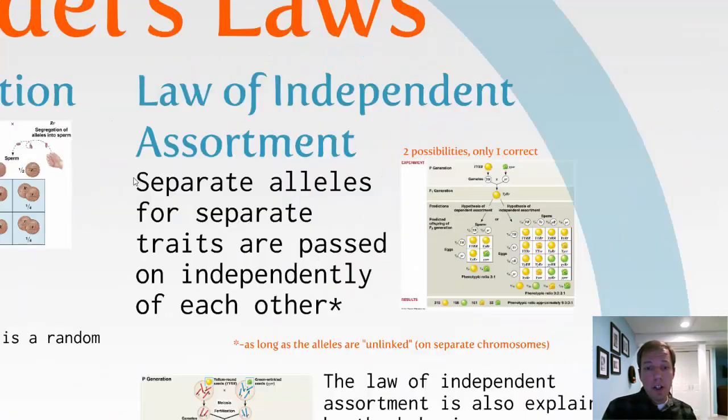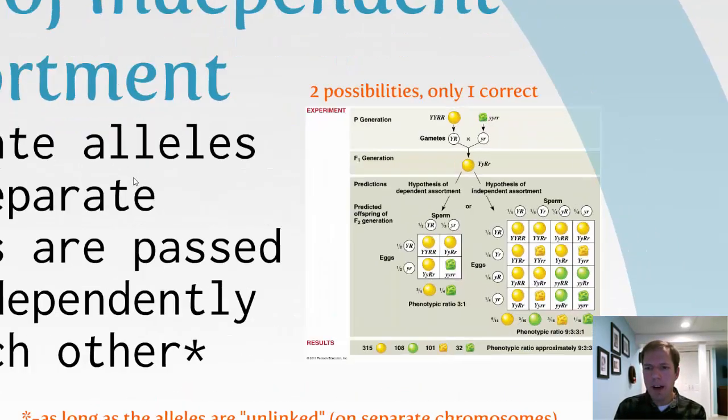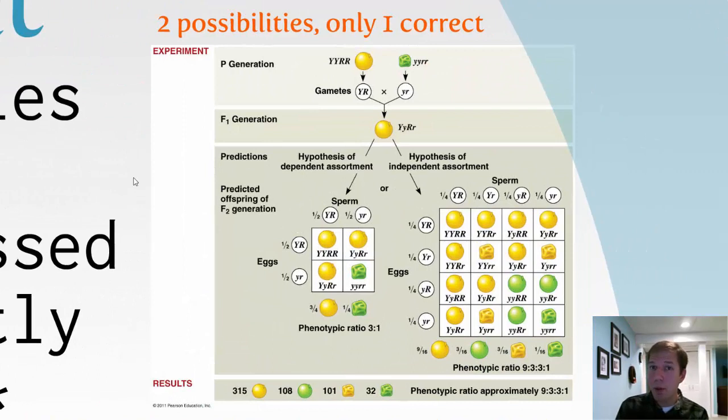So let's look first, as a reminder, at the law of independent assortment based on Mendelian genetics: separate alleles for separate traits are passed on independently. So in the case of the pea plant, if I have a trait for plant height and a trait for flower color, each of those is passed on independently. Whether a particular plant passes on a trait for purple flowers and short versus white flowers and tall, the choice of which allele is passed on has nothing to do with one another. That is under the assumption that they are located on separate chromosomes.